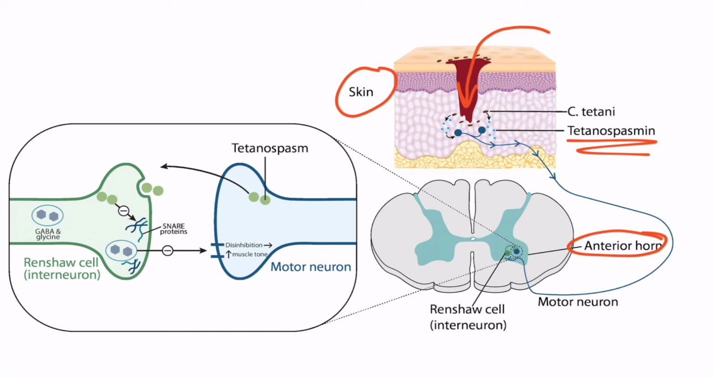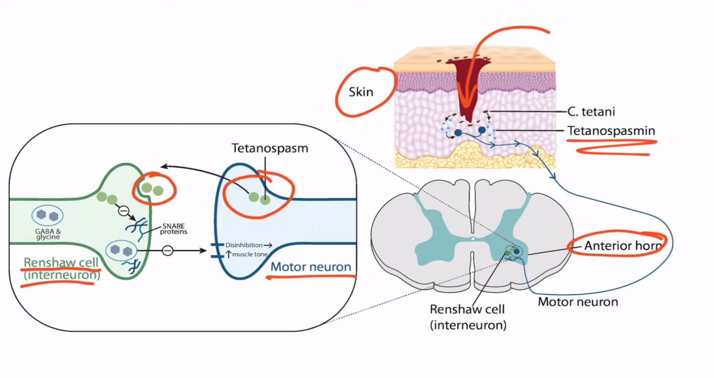If the movement were going from the spinal cord to the periphery, this would be known as anterograde movement. From the image, notice that a cross-section of the spinal cord is shown, and right at the anterior horn you can see the motor neuron and the interneuron, labeled here. The interneuron is also known as a Renshaw cell. Once the toxin reaches the anterior horn, it travels from the motor neuron to the Renshaw cell, and we can see that occurring right here. The toxin leaving the motor neuron and entering the Renshaw cell.